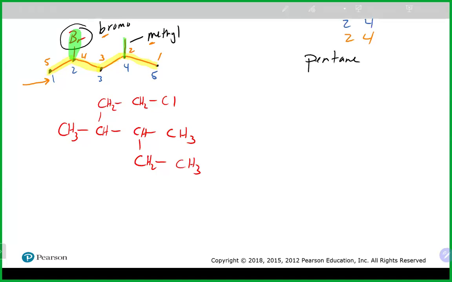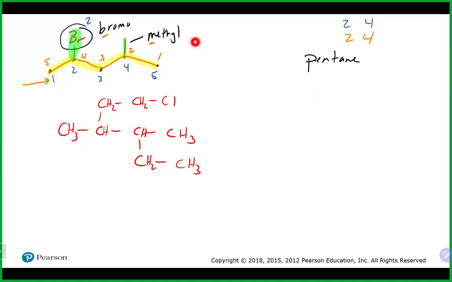So doing so, that would mean that we would have a 2-bromo and a 4-methyl. And that's everything that we need to name this. So this will be a 2-bromo dash 4-methyl. Stick it together there, and pentane in this case. Any questions on that there?